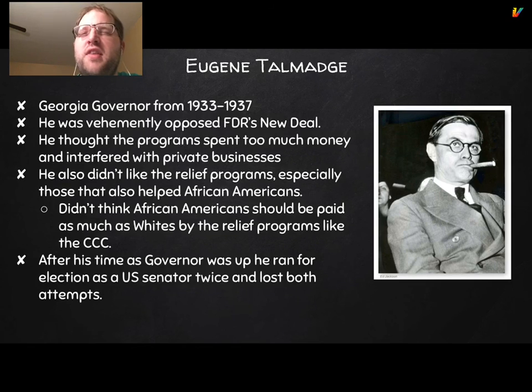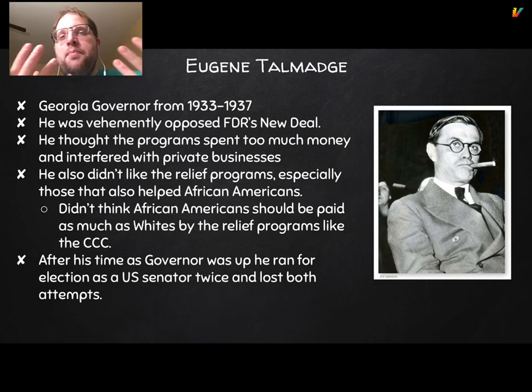And then the second reason Talmadge didn't like the New Deal is very wrong. He was definitely a white supremacist, and so he thought that it was wrong that if a black man and a white man were both working for the CCC, which was the Civilian Conservation Corps, where the young guys are working, or if they were working for the WPA, the Works Progress Administration, which was like the CCC but for the older people, the white guy and the black guy would both make the same amount of money. And Eugene Talmadge thought that the black guy should make less money. So he didn't like it because he saw the New Deal as being too equal, I guess. And so he did not like that at all.